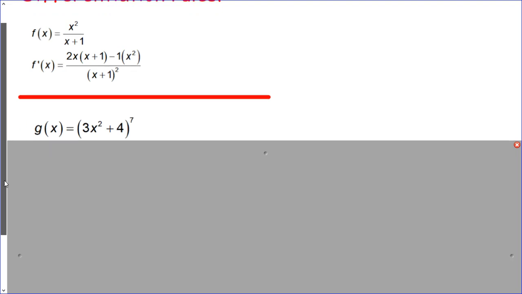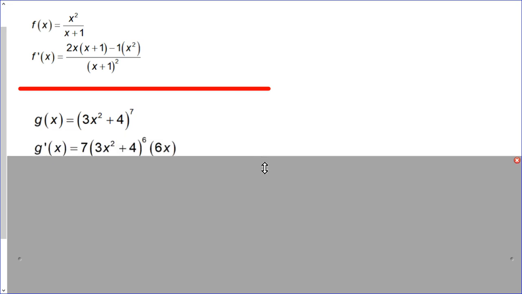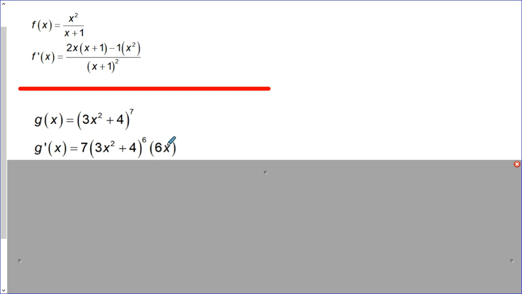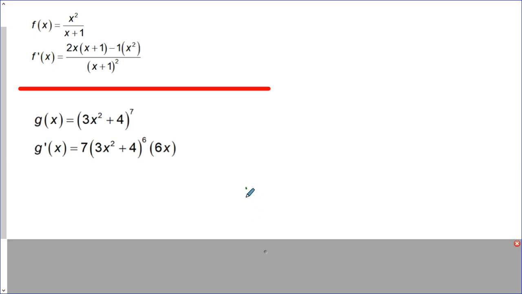This is a composite function. We've got something to the power of 7, and I identify the outer function by that being the second function to take place. If I gave you a value for x, say x was 2, and I said work this thing out, the first thing we would do is square 2, multiply by 3 and add 4. That's the first function. Then we would raise to the power of 7. So when we differentiate, we go in the reverse order. The derivative of something to the power of 7 is 7 of those things to the power of 6. But our chain rule says that we must now multiply by the derivative of the inner function, which is 6x. There are no more questions on that page.